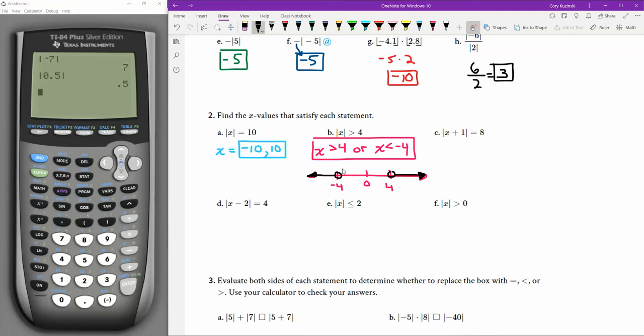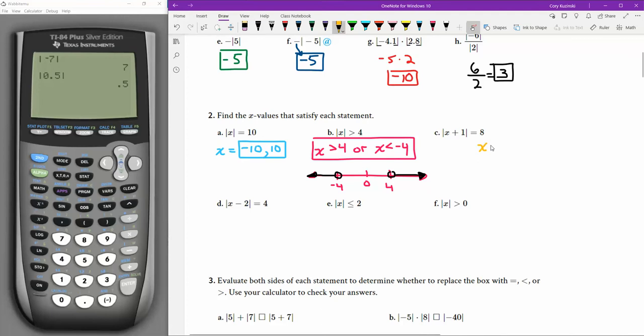So numbers like, well, 0. The absolute value of 0 is 0, and that's not greater than 4. The absolute value of -5 is 5, and that's greater than 4. The absolute value of 4.1 is 4.1, and that's greater than 4. Moving on, this one.